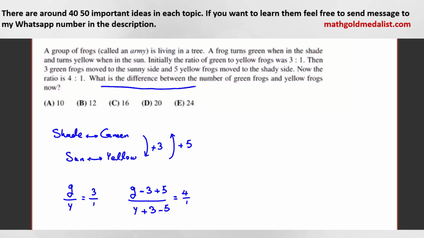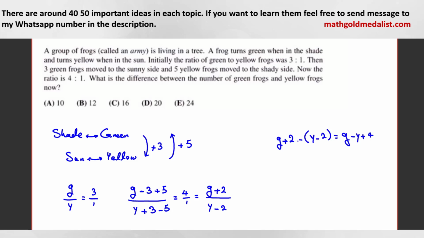Now it asks what is the difference between the number of green frogs and yellow frogs now. Green frogs now: G plus 5 minus 3, so G plus 2. Yellow frogs now: Y plus 3 minus 5, so Y minus 2. So the difference will be G minus Y plus 4. So we should find G and Y.